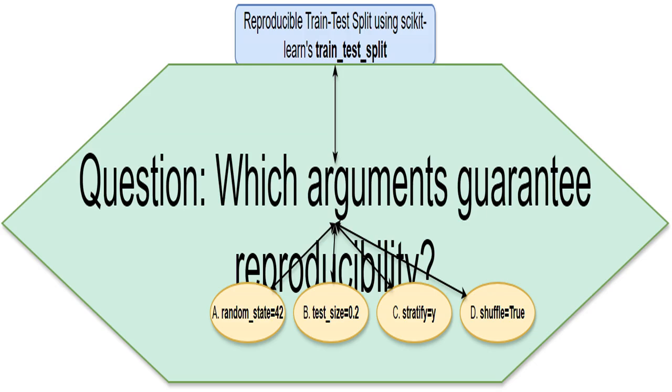Setting random_state to a specific number, like 42, is crucial. This acts like a seed for the random number generator. Think of it like setting the starting point for a random process. The same starting point always produces the same outcome. This guarantees the same split each time.